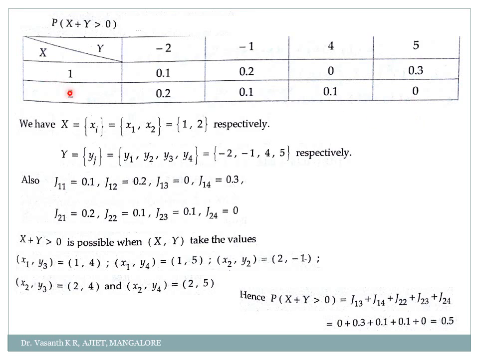Yes. Next, 2 plus 5, 7. So that is 0. So 4 values will get, that is J13, this value, plus 0.3, plus 1. Okay, 2 minus 1 is 1. So for 1 already we have obtained here, correct? So don't write that. If the values are repeating, don't write it, okay? Only once we have to write it. So that I'll get the total probability as 0.5. So probability of x plus y greater than 0 is 0.5. Okay?